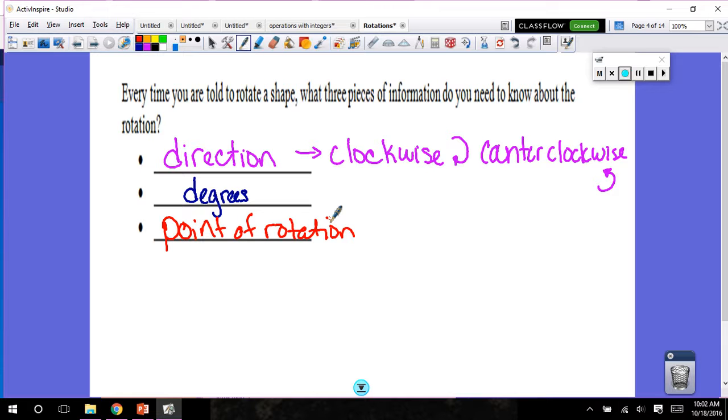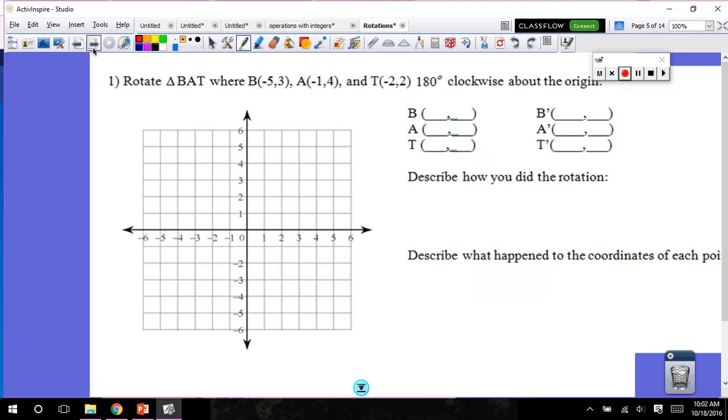Okay? A lot of times you're rotating about the origin, but we sometimes give you a point. Again, if you worked in Khan Academy, you saw that. It asked you to move it. And we'll get to see that today. Okay, so let's just hop right into a problem.